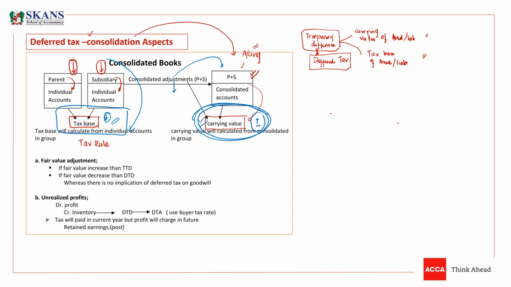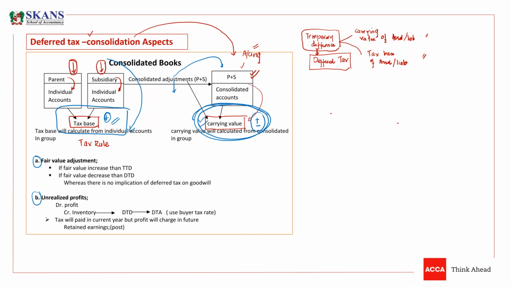So any adjustment, guys, what does it mean, sir? Any adjustments like fair value adjustments, like unrealized profits, so any adjustment. If you are adjusting assets and liabilities, if you are increasing some assets, decreasing some assets, increasing some liabilities, decreasing some liabilities, then it means it will change your carrying value.